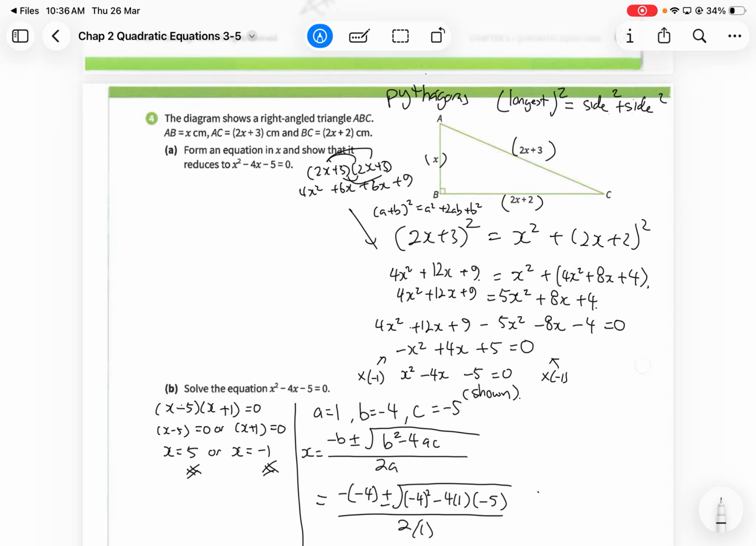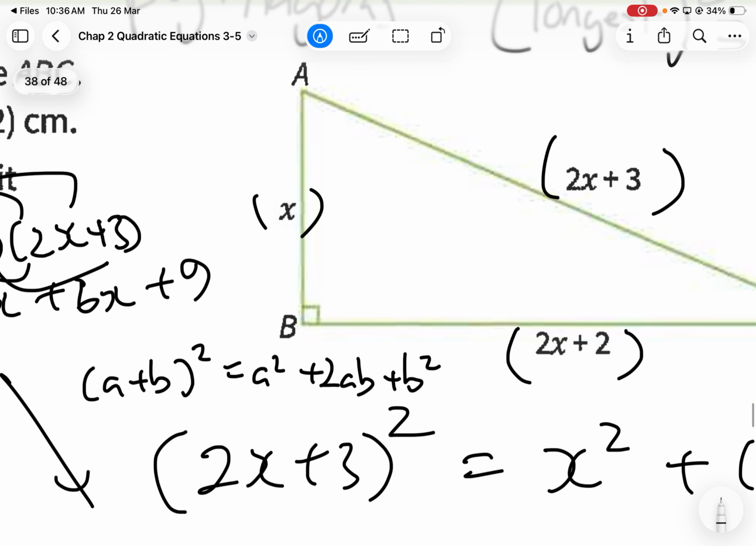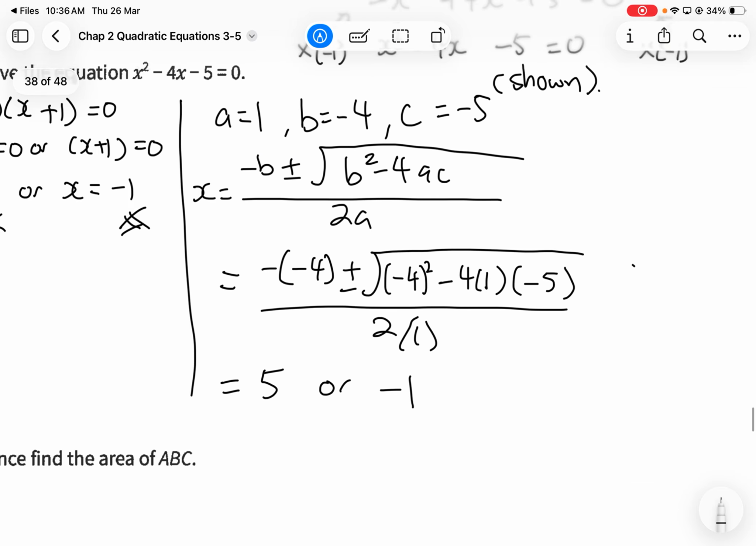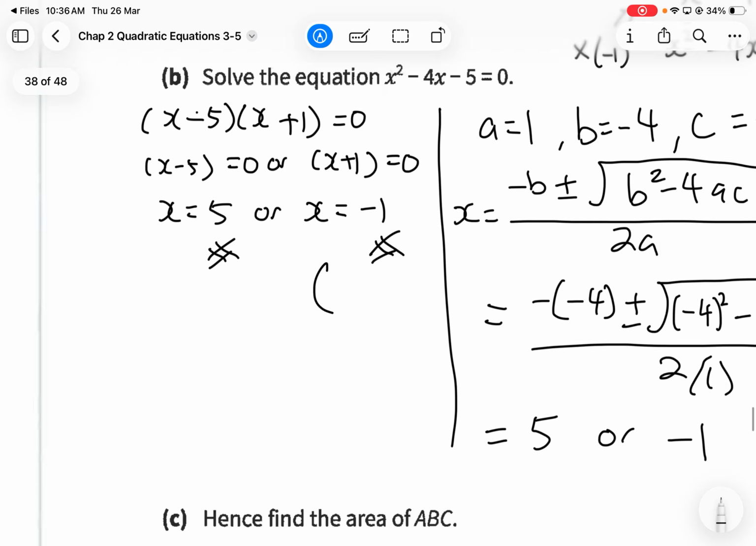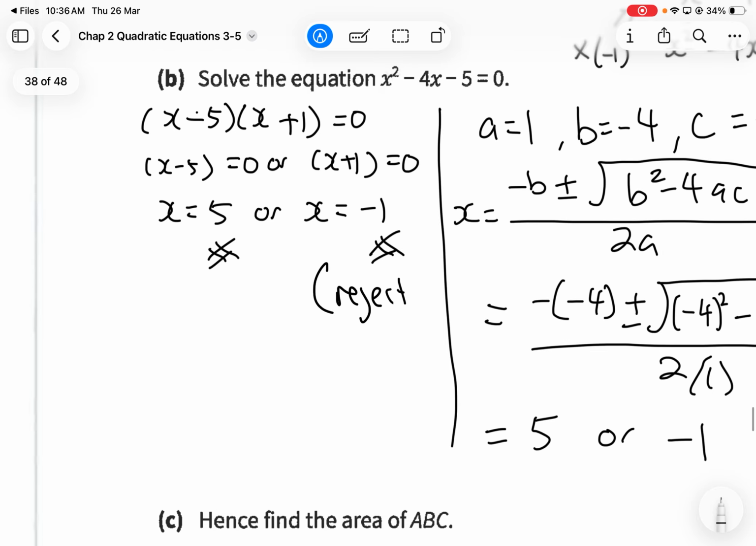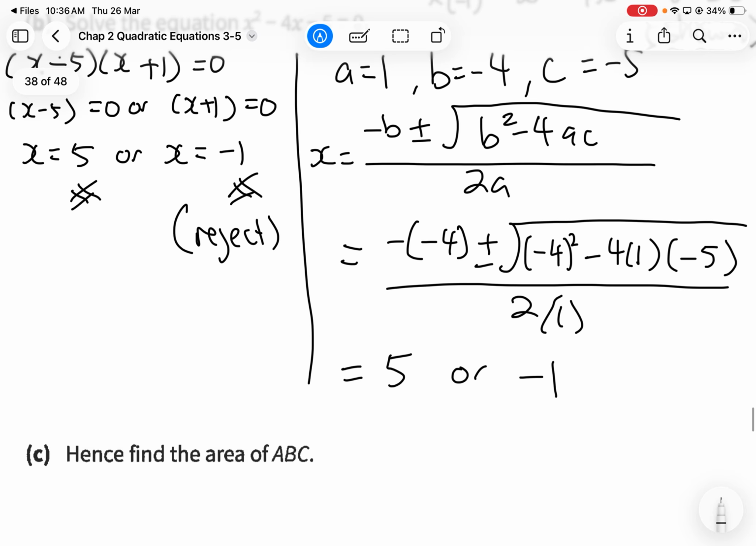Okay, wait. We find the area. Go, go, go. Okay. One more thing. X is a measurement. X is a side. So X cannot be a negative number. So when you found out your X is 5 or -1, you must go and reject -1. X is a side, it cannot be negative. Okay? So you must reject the negative answer.